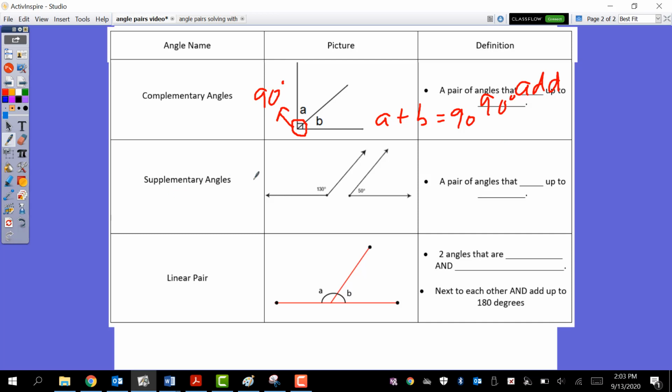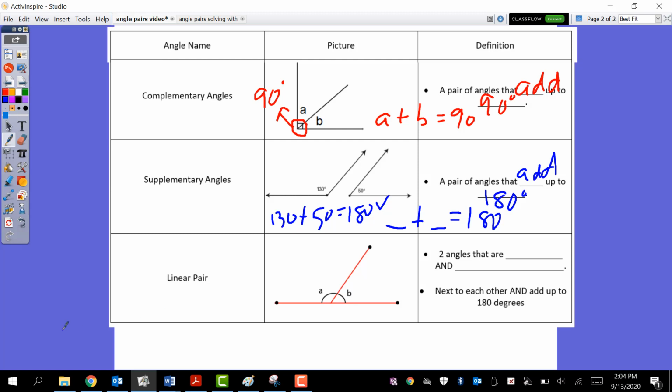All right, the next one is supplementary angles. Supplementary angles look like this, and it's a pair of angles that add up to what number? 180 this time. They're going to add up to 180 degrees. So it's pretty much the same as your complementary angle pair. One of the angles plus another angle is going to add up to 180. And if I look right here, I know that these are supplementary because I can see one of them is 130 and the other one's 50. And I know that 130 plus 50 equals 180. Check. That's how I know they're supplementary.